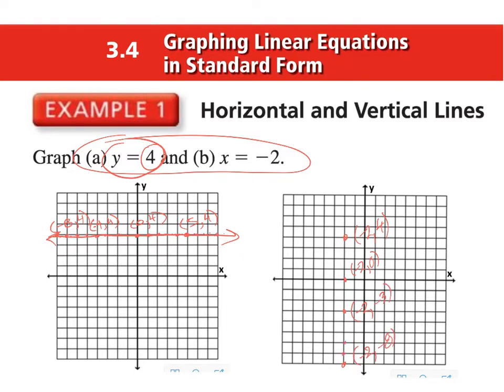So all these points here have an x value of negative 2, and all the ones in between. Your line passes through all those points. It's as easy as that. Going on to the next example.